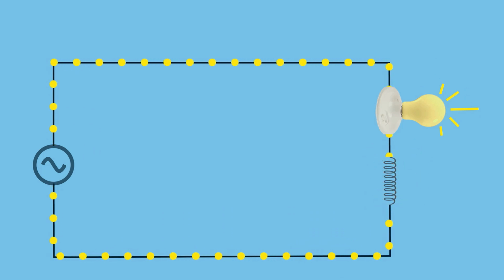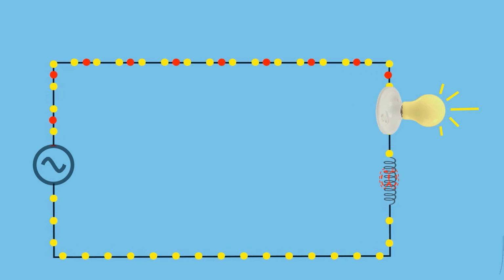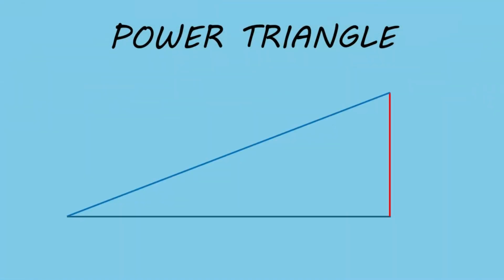All right, to better understand the relationship between active and reactive power, let's look at the power triangle. The horizontal leg of the triangle represents active power, which is measured in watts. The vertical leg represents reactive power, measured in VARs, or volt amperes reactive. The hypotenuse represents apparent power, measured in VA, or volt amperes.